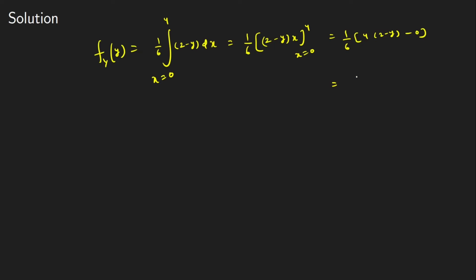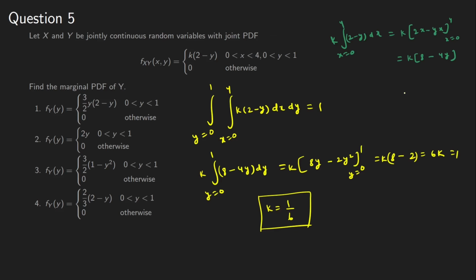So it will be equal to 2 by 3 times 2 minus y. So this is the marginal PDF of y. So this corresponds to 2 by 3 times 2 minus y, and y goes from 0 to 1. y will be in its range. So the fourth one is the correct option.